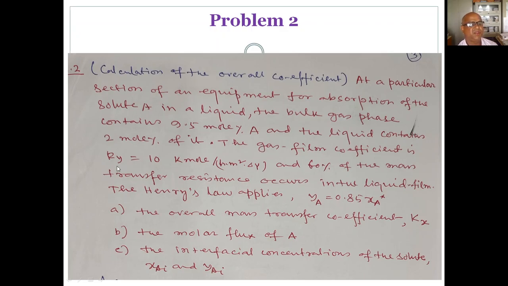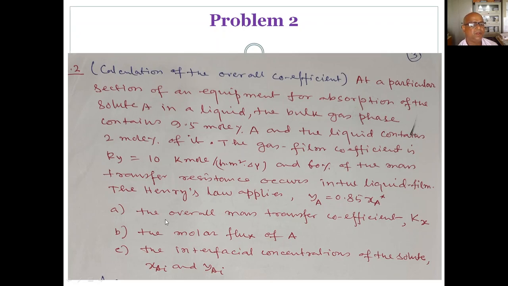The gas film coefficient is 10 kilomole per hour meter square delta Y. Okay, so you can understand this. And 60% of the mass transfer resistance occurs in the liquid film. So here one mass transfer coefficient is given, that is the gas phase mass transfer coefficient, and they are telling that 60% of the mass transfer resistance occurs in the liquid. Henry's law applies: Y_A equal to 0.85 x.